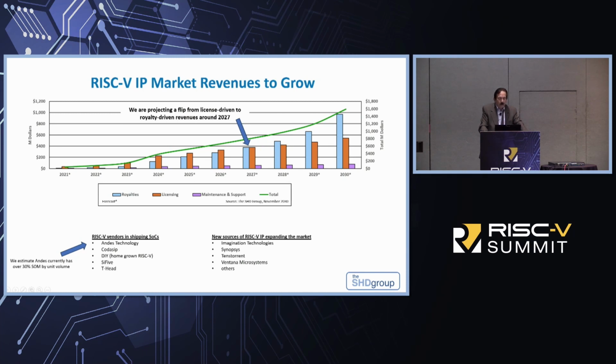We think that going forward, today, for example, Andes, Codasip, SiFive, and T-Head are the main leaders in the market. We also identified that do-it-yourself as a category, not necessarily a company, is a large portion of the activity today. Going forward, we expect, or suspect maybe is a better word, that the activity in do-it-yourself will decline somewhat as other CPU IP vendors for RISC-V enter the market and people decide that it's easier to just license a core than doing it yourself.